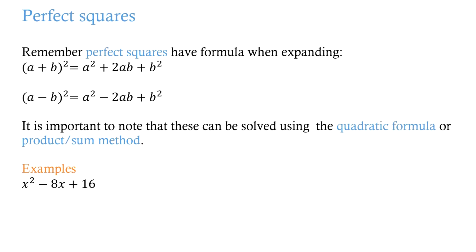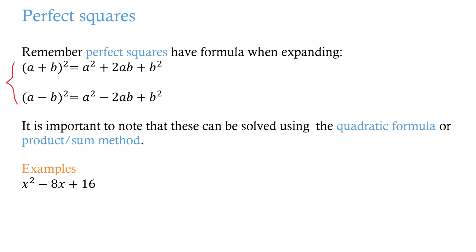In this video, we're looking at perfect squares. Now remember, perfect squares do have a formula when expanding, which you can see on your screen just here. One is a positive and one is a negative, and all that changes is whether the middle term is a positive or a negative.